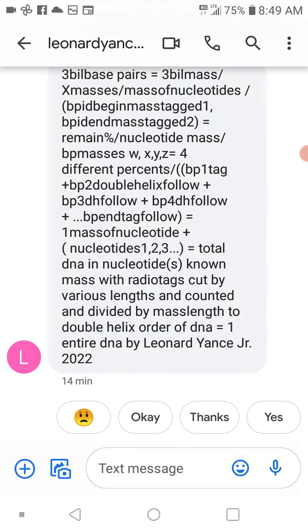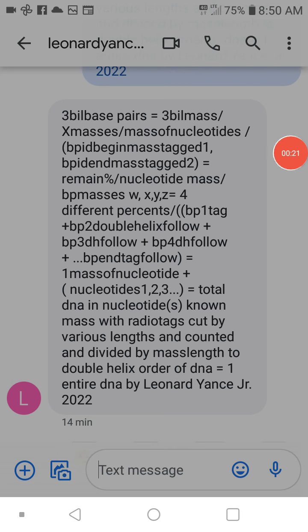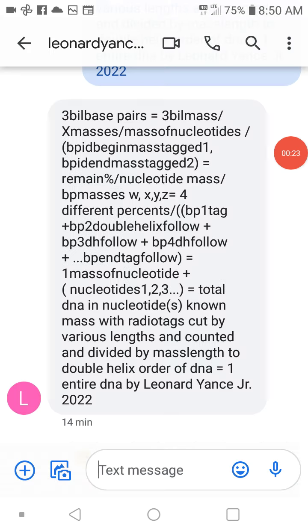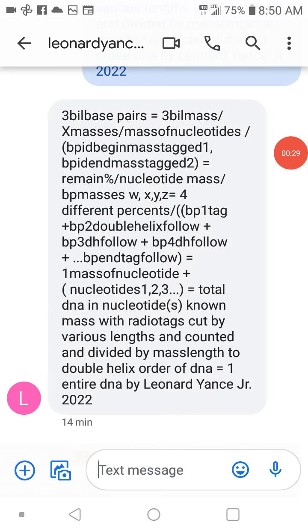This is how you measure DNA. I created this formula. It's pretty simple. All you really have to do is measure your masses and tag. You need all your masses of your nucleotides, total mass of your DNA.